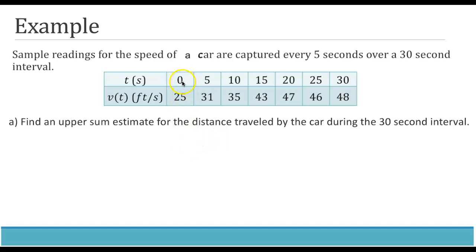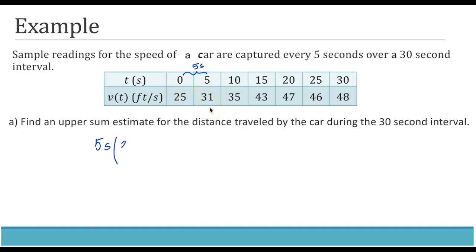So our first rectangle is going to extend from 0 to 5 seconds. So the width of the rectangle is going to end up being 5. And the units here are in seconds, 5 seconds. So we're going to have 5 seconds times, well, for the height, we have two choices. We have 25 and 31. But we're told to find an upper sum estimate. So we're going to look at the two outputs, which are the possibilities for the height of the rectangle, and pick the larger one, because for upper sums, we need the maximum. And so our only choice here, the bigger of the two, is 31.